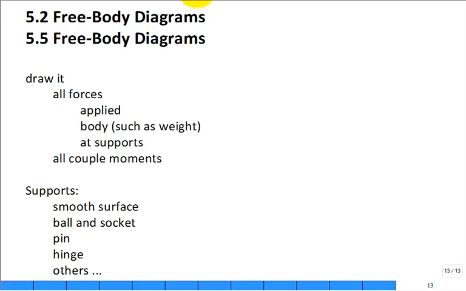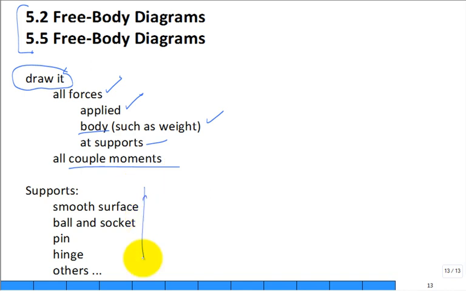When you start to draw the free body diagrams, just please make sure that you draw it cleanly, especially the first time that you do it. Don't miss any forces, either they're applied or reactions or weight or body forces, and any couple moments. And then the supports, you just need to solve a lot of problems with different supports, and you'll get better at it. Thank you for your attention.